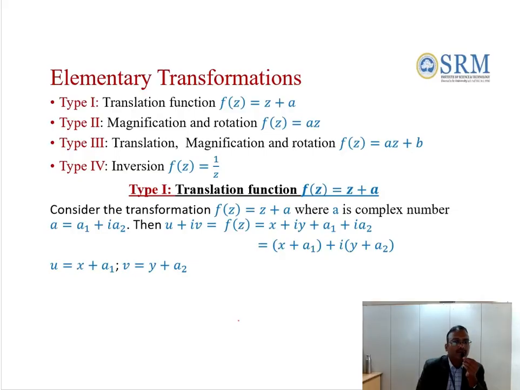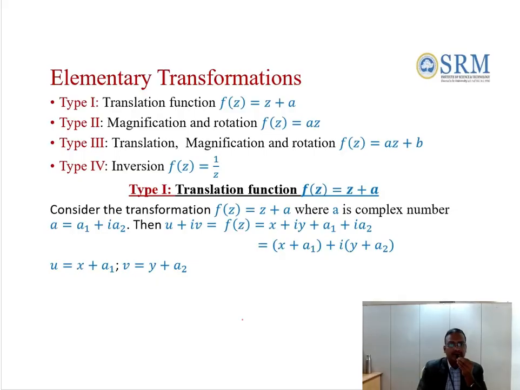If f of z equal to a z, this is called a magnification as well as rotation. If a is simply a real constant, then it is going to be magnification. If a is a complex constant, then it gives both magnification as well as rotation.